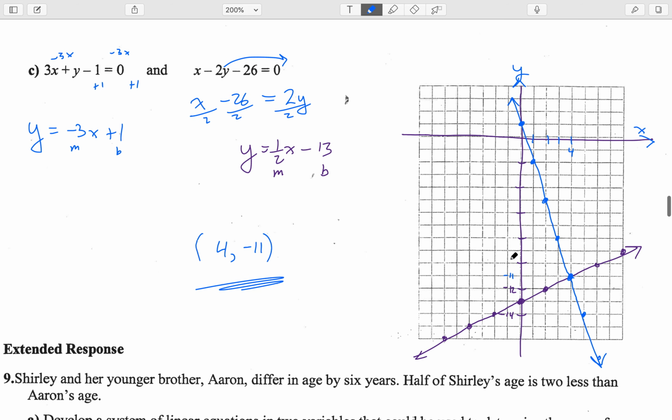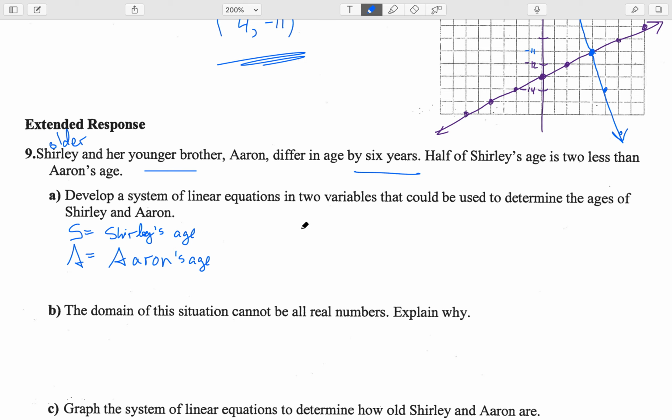Aaron's age. Now, we know that Shirley is older. So Shirley is equal to Aaron's age plus 6, right? Because she's older. If you take the younger age, you add on 6, you get Shirley. Okay, that's one equation. What is the other one?